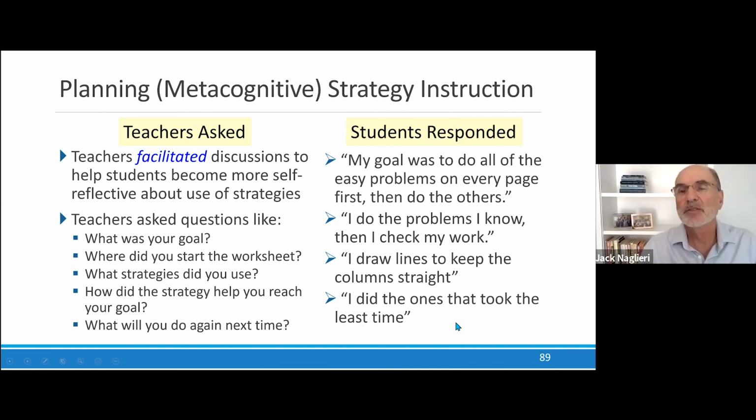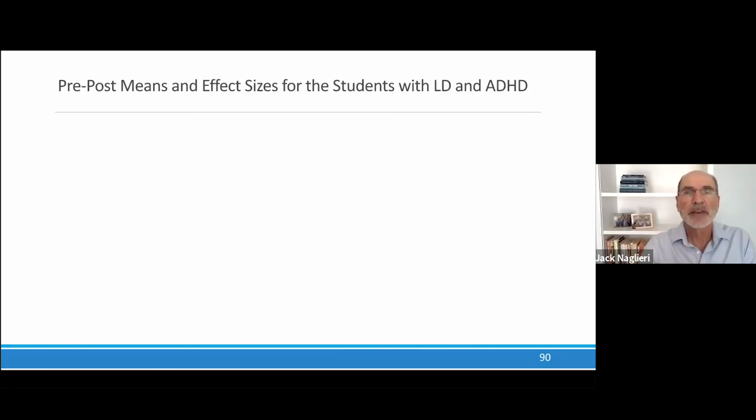I did the ones that took the least time. Okay, that's a good way to get more done. They're being thoughtful about what they did. So here's what we found.